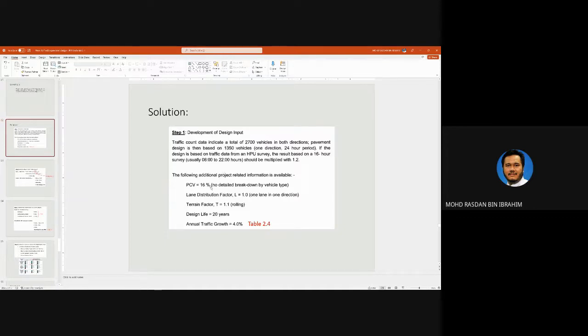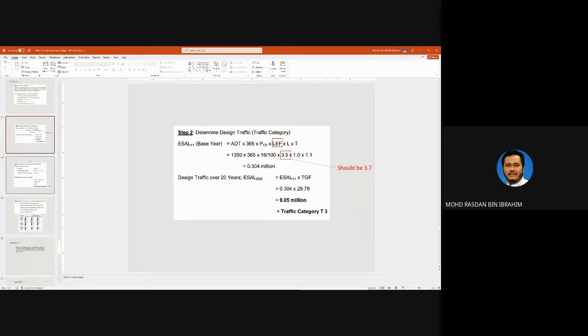Commercial vehicles 16%, no classifications. Lane distribution factor from the table 1.0, terrain factor rolling 1.1, design life 20 years, annual traffic growth 4%. This is from table 2.4, you can get the value. So determine the design traffic.